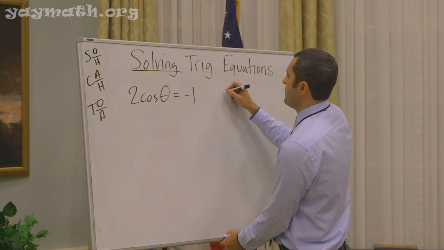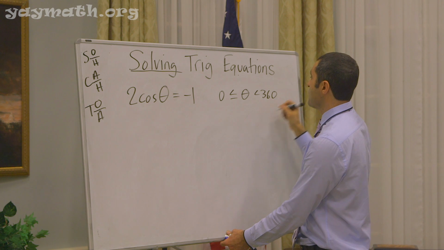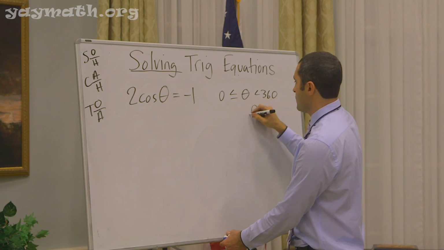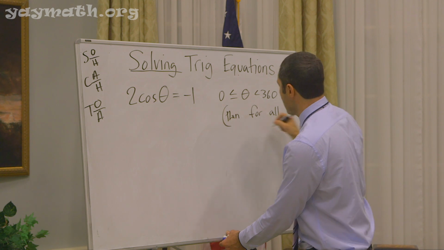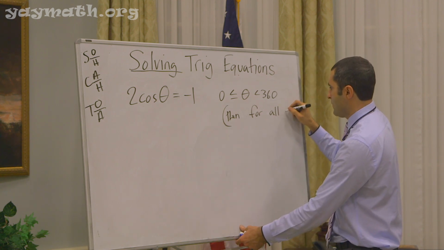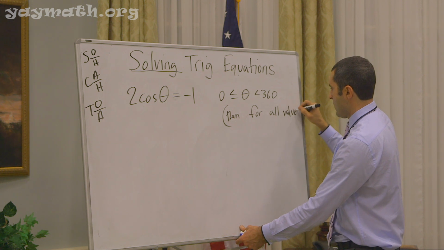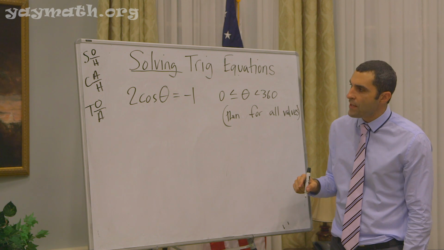Okay, then let's do 0 less than theta less than 360, and then we'll do for all values. Okay, all right, here we are. So we have 2 cosine theta equals -1.